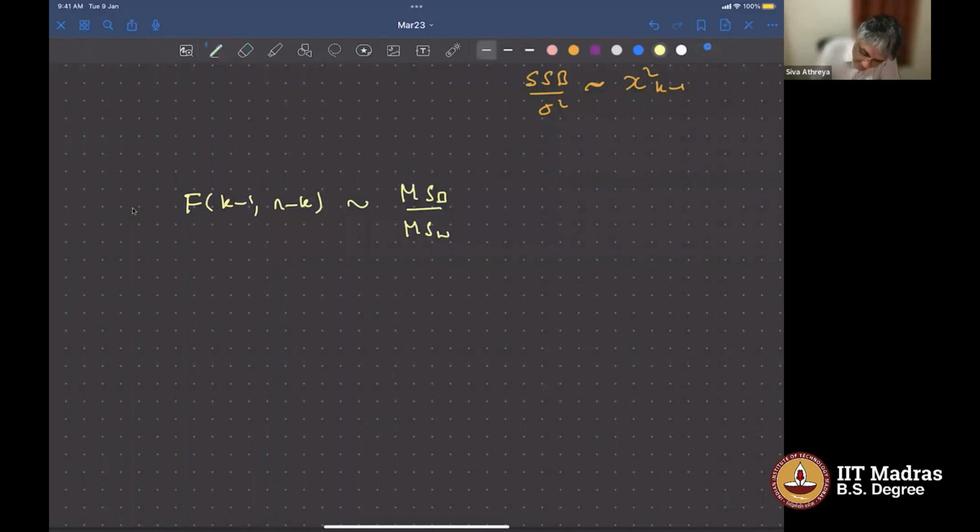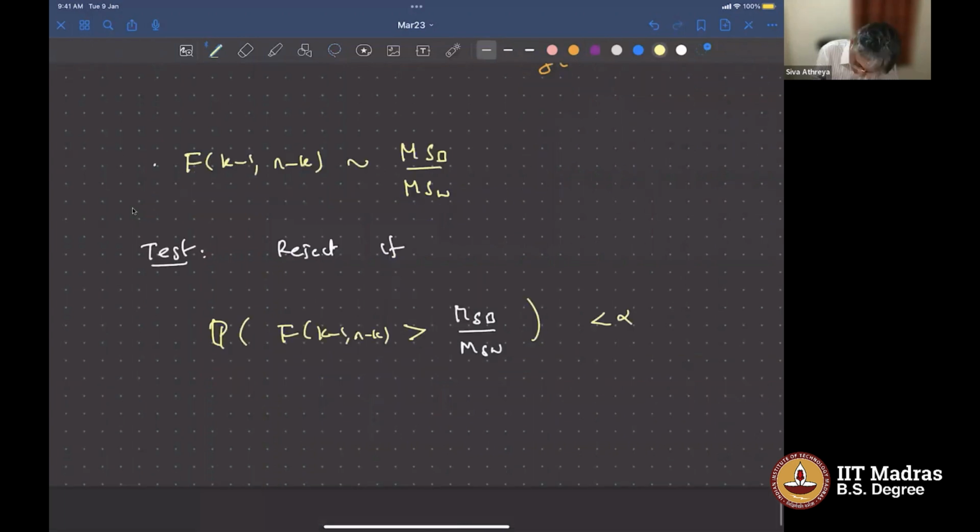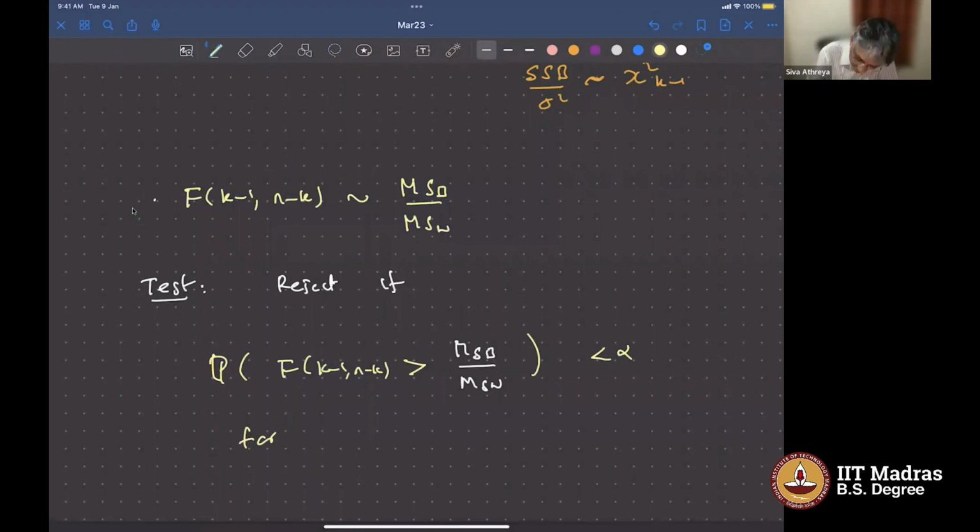So the test is the following: you reject if the probability that the F statistic MSB by MSW is bigger than this, under F of k minus 1, n minus k, is less than alpha, for a given alpha. The same as before. That's the test.